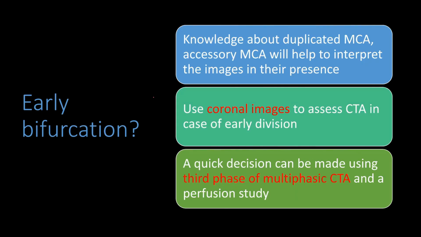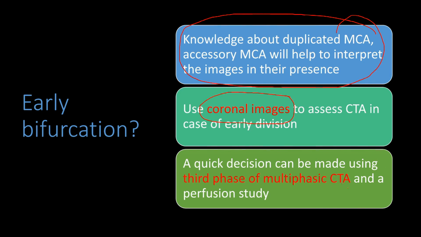Whenever you see an early bifurcation, always make use of your clinical and anatomical knowledge about the different configurations of the MCA. Then go on to see the coronal images of the MCA, use the anatomical location of the anterior temporal artery and the area where it divides, and always compare the caliber of the branch with the parent M1. If the M2 part is almost similar in size to M1, then it is a large vessel and it can be approached with endovascular therapy.